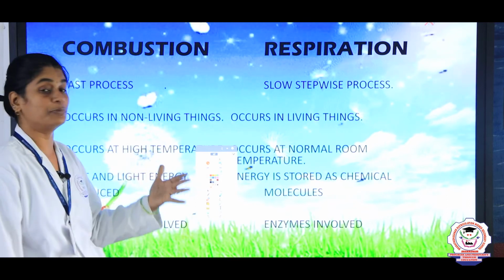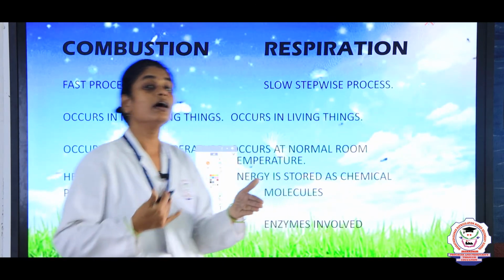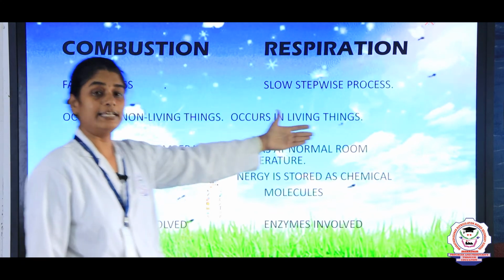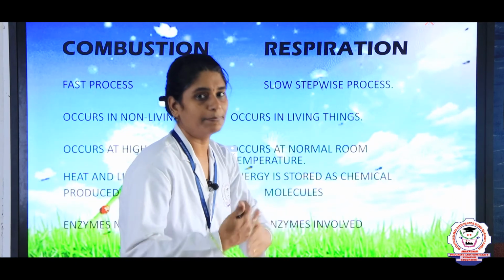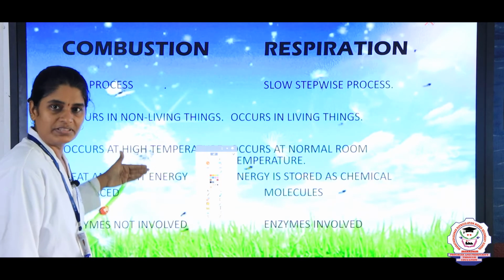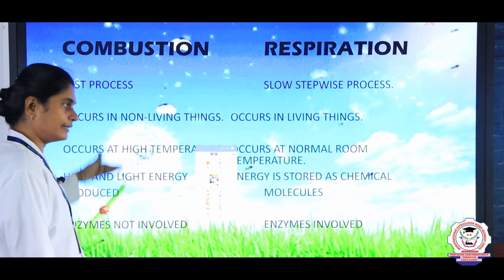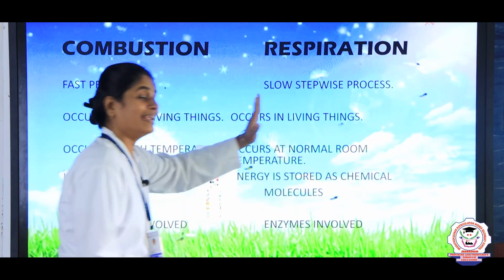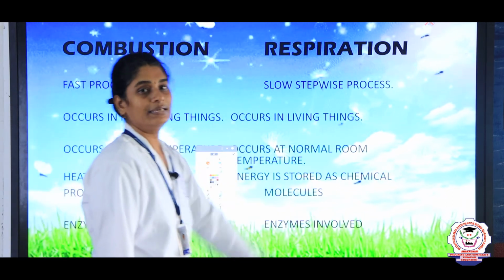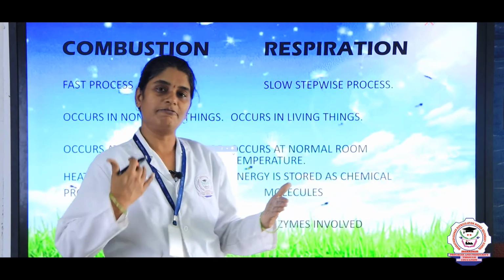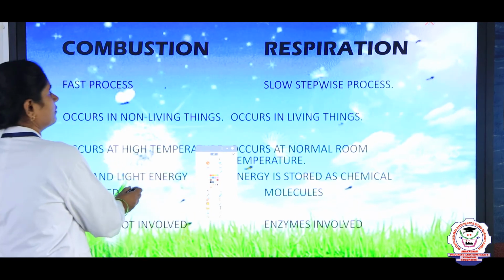Now next we are going to see the difference between combustion and respiration. Combustion is different from respiration. Combustion takes place at a higher temperature, but respiration takes place at normal room temperature. Combustion is a fast process whereas respiration is a slow and stepwise process, right. Combustion occurs in non-living things, respiration occurs in living things. In combustion heat and light energy is produced, but in respiration the energy is stored as chemical molecules inside our body. Enzymes are not involved in combustion, but in respiration enzymes are involved. So this is the difference between respiration and combustion, right.